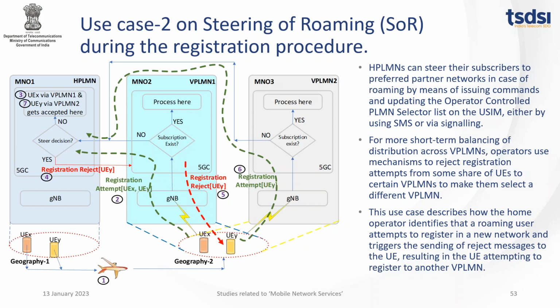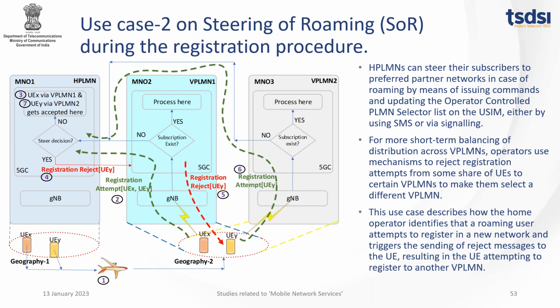Basically, in this particular diagram, I have mentioned the sequence numbers, so let's go in that order. So the first is, UEX and UEY are basically residents of geography 1, and they are going to roam towards geography 2. When they come to geography 2, they will sense the signals from two operators, let's say mobile network operator 2 and 3, which become the visited PLMN 1 and 2 for these users. So when they come out of airplane mode, when they land in geography 2, they will try to initiate the registration attempts, which is indicated in number 2.